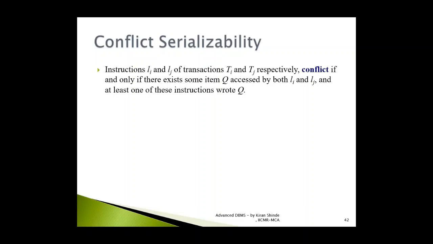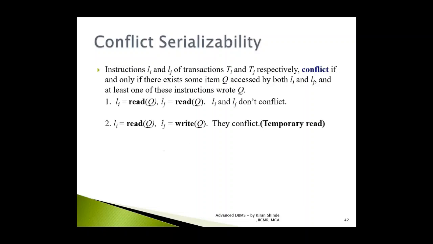What do you mean by this? If there are two transactions, Ti and Tj, and the instructions of those two transactions conflict with each other, in what circumstances is it possible? If there exists a data item, let's assume the data item Q, and the same data item is accessed by both the instructions Ii and Ij, and out of these two operations happening on the same data item, one of the operations is a write.